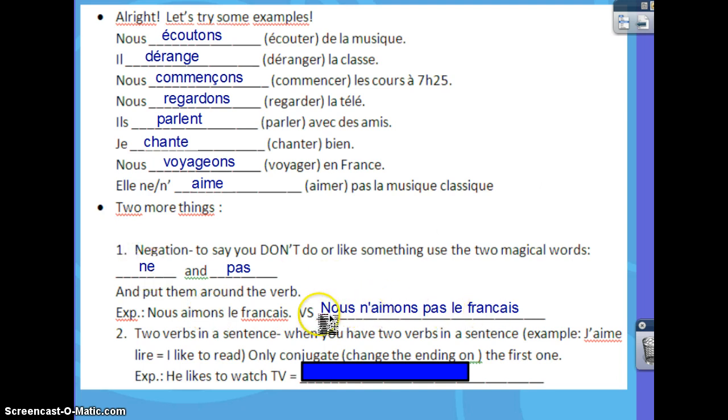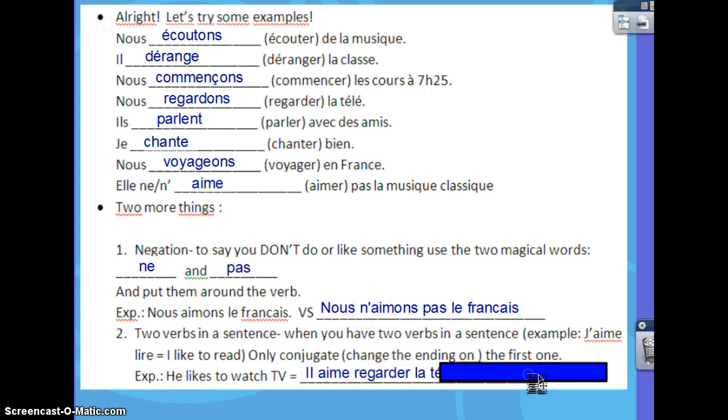Notice how the E gets dropped off the ne whenever it's backed up against a vowel. If you happen to have two verbs in a sentence, such as I like to read, like and to read both being verbs, then you only change the ending on the first verb that's in the sentence. And that would be, in this case, he likes to watch TV. You don't have to drop the ER and add the E on both aimer and regarder. You only change the first one. But again, those are things we've talked about earlier in the year. So come ready to work with those nous forms of GER and CER verbs next class.